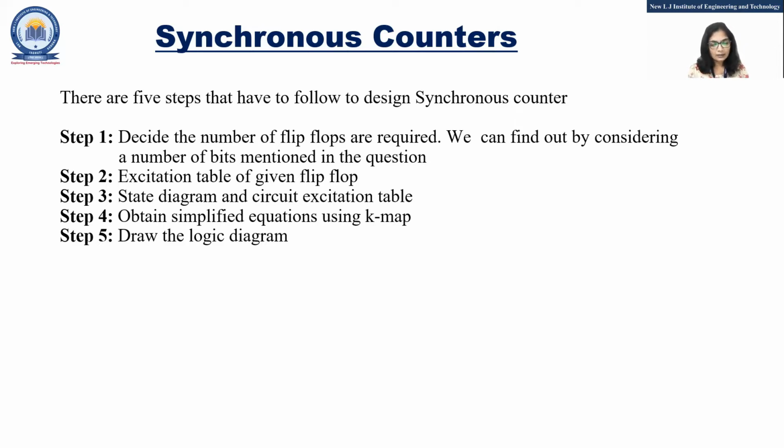Fine. Now step number 2, excitation table of the given flip-flop. Then step 3, state diagram and circuit excitation table. Then in step 4, you have to obtain the Boolean equation using K-map. In step number 5, you have to draw the circuit logic diagram from the Boolean equation.